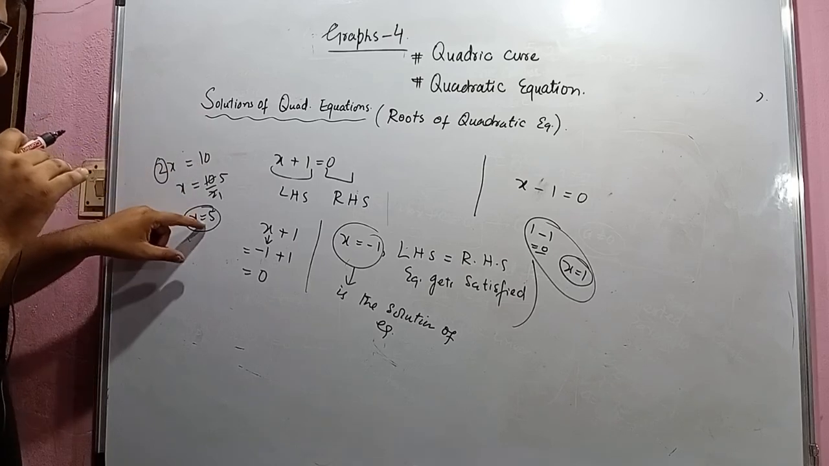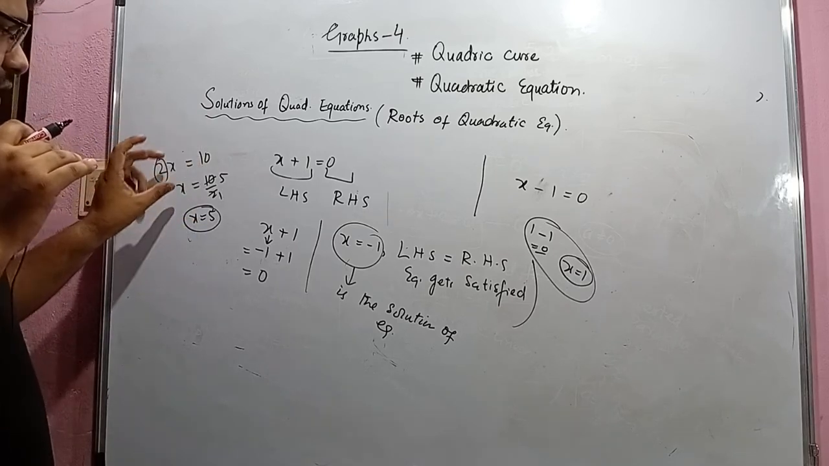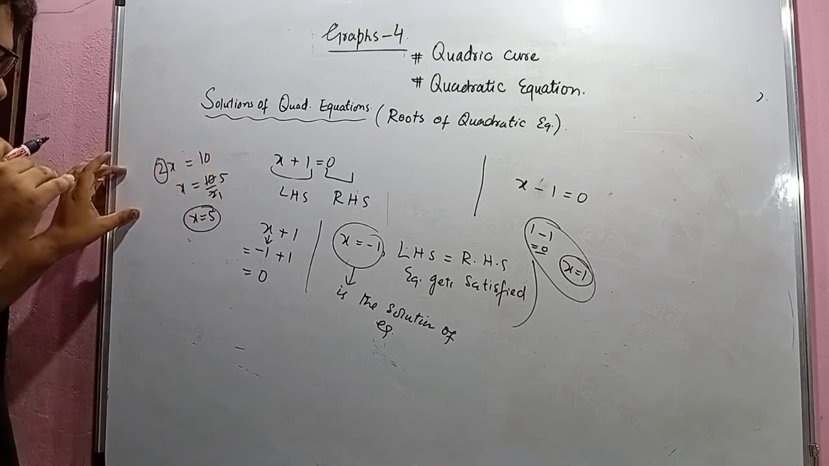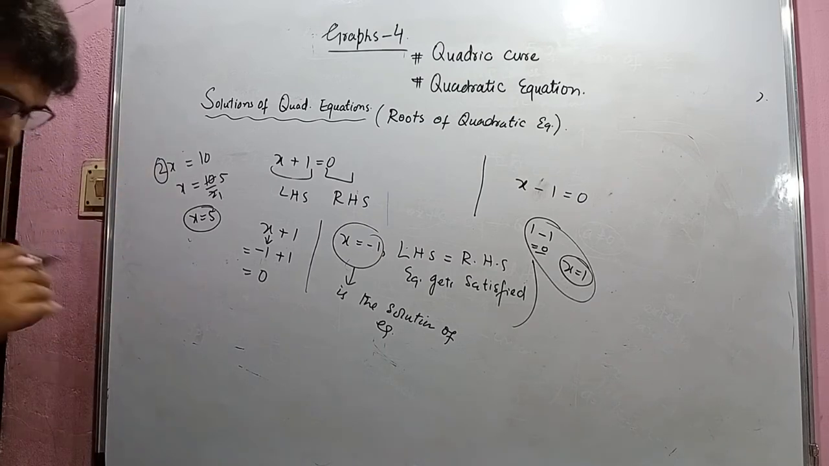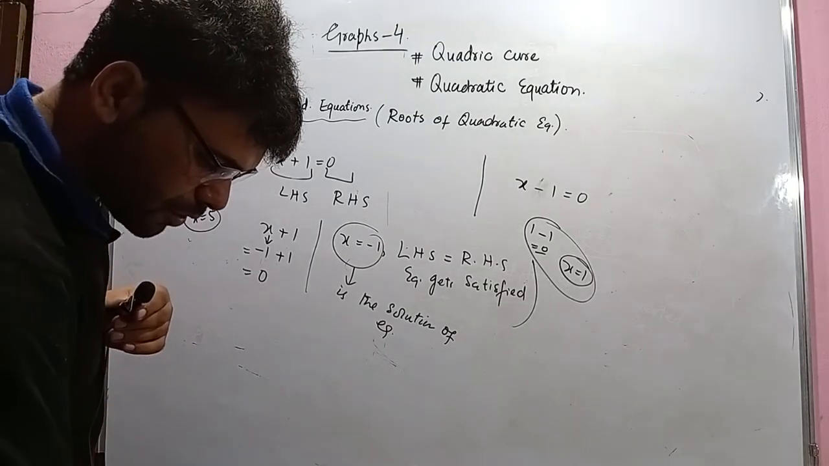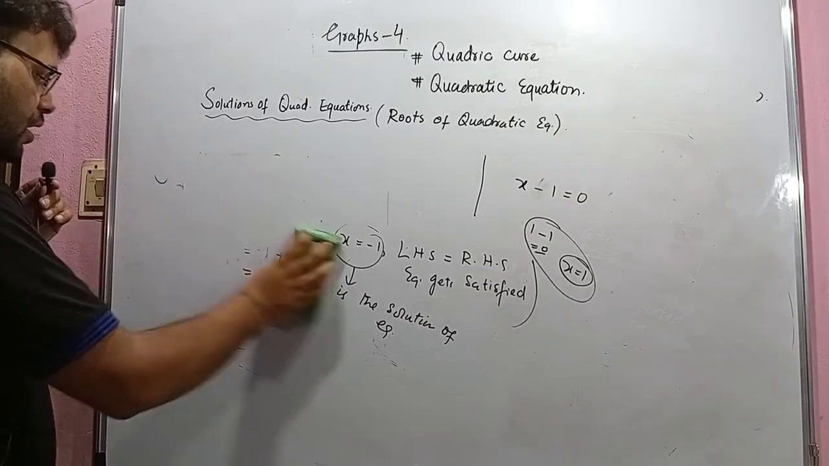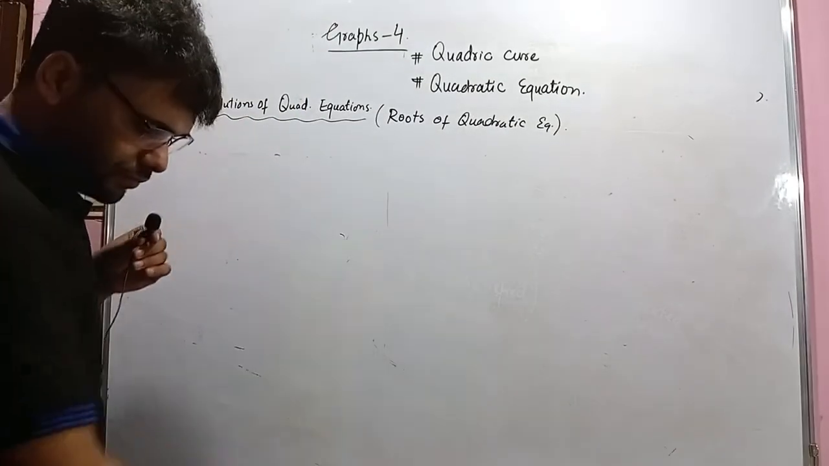That means when we put x is equal to 5 here, we get left hand side equals right hand side. The equation gets satisfied, and this is the solution of the equation. So I hope you got my point, what is the solution of an equation. And remember one thing, a linear equation has only one solution, while a quadratic equation has two solutions.